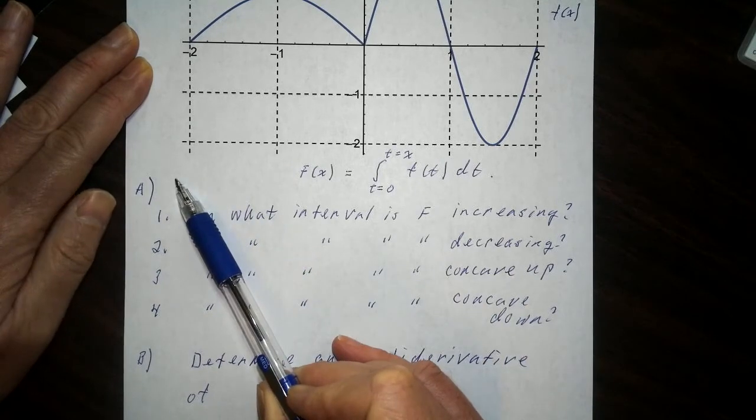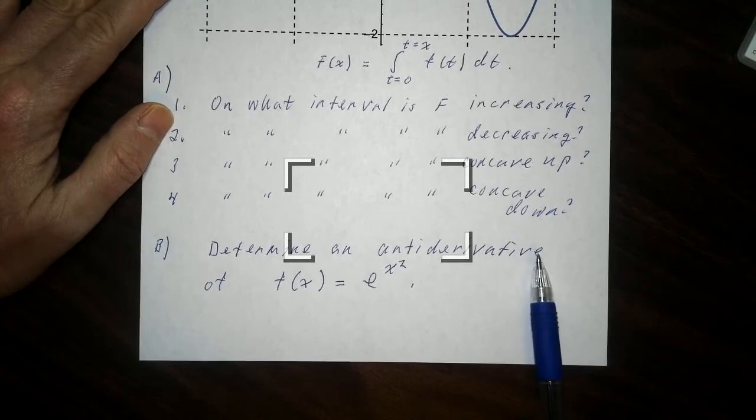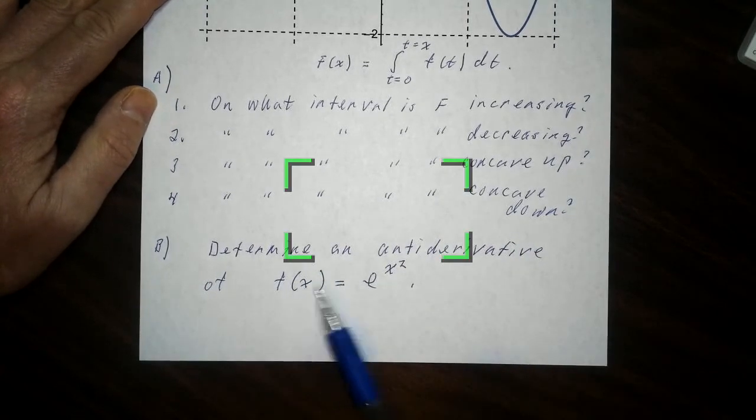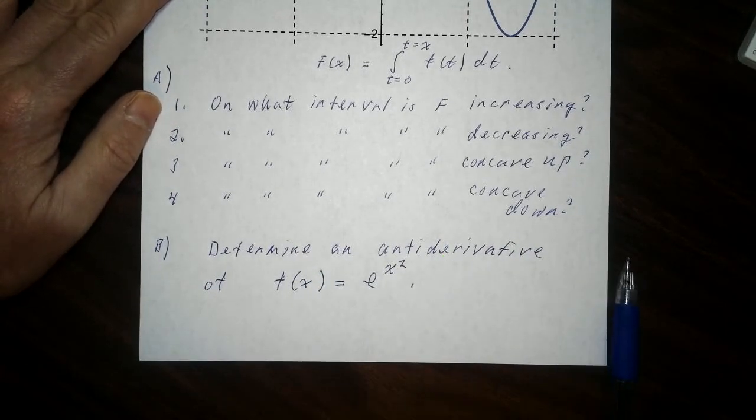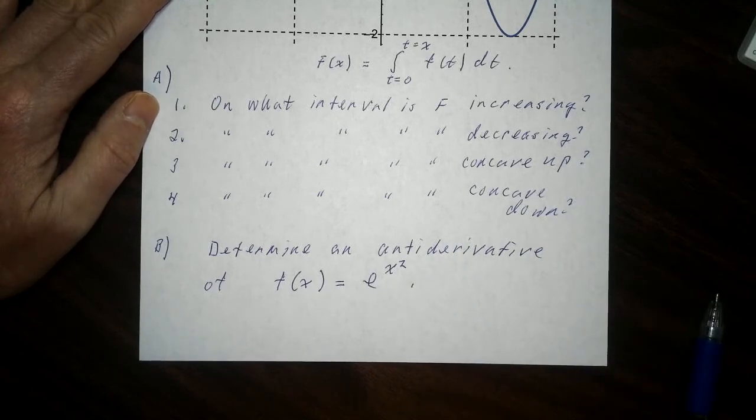That's problem A. Problem B asks you to determine an antiderivative of the function f of x equals e to the x squared. And a hint, it's not just e to the x squared. So see what you can do on this prior to class.